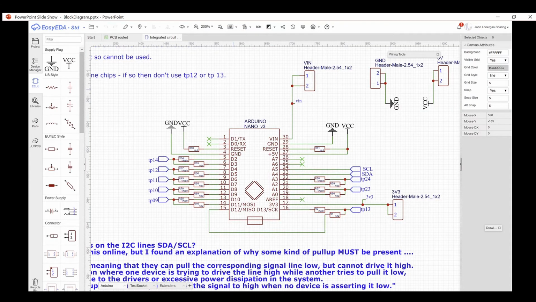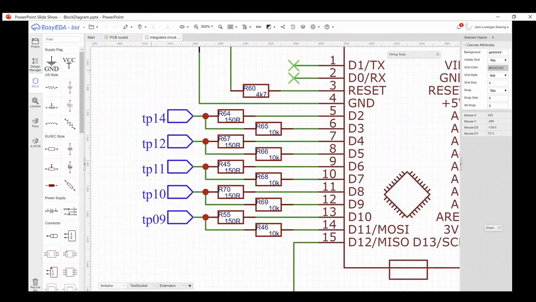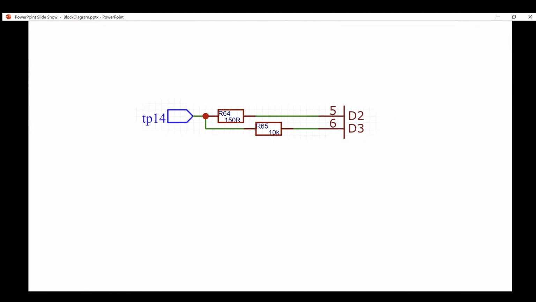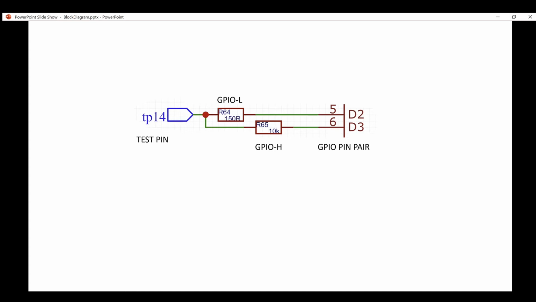You can see the Arduino here, but the extenders use the same pattern. What you need to look at are the GPIO pins there on the left hand side. If we look closer, we can see that there's pairs of GPIO pins attached to each test pin. So in this case here, D2 and D3 both attached to test pin 14. One GPIO pin has a low value resistance and the other GPIO pin has a high value resistance. So I'm calling those two wires GPIO-L and GPIO-H. Both those wires connect to test pin 14 here, which runs off to pin 14 of the ZIF socket.